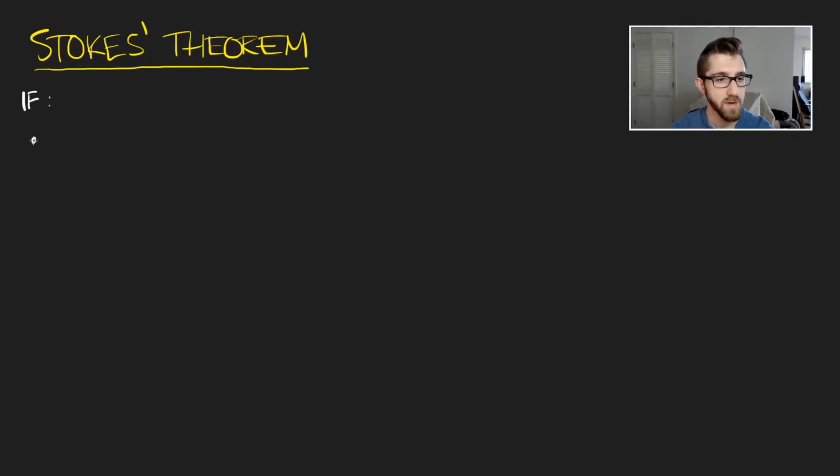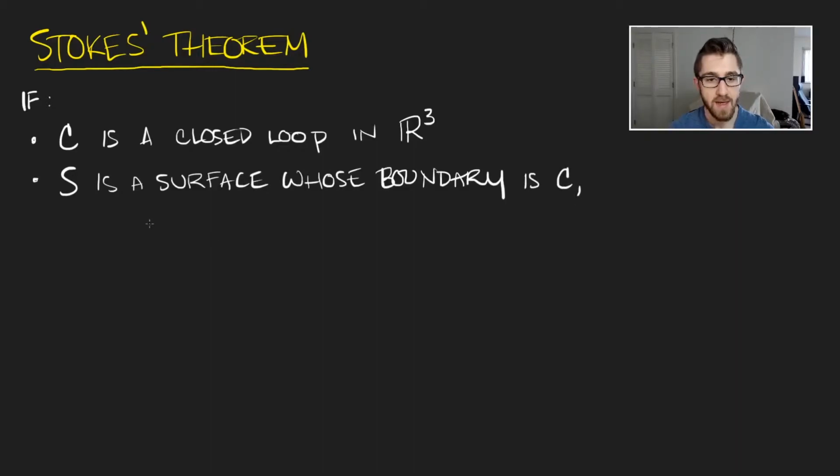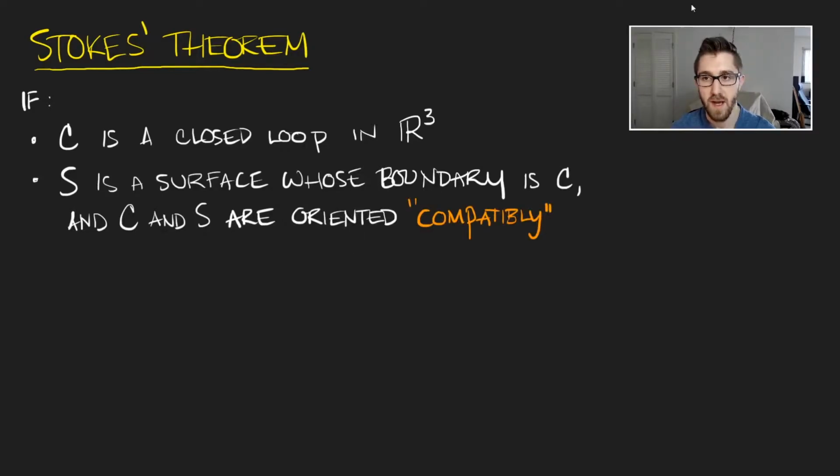If you have a curve C, and actually that curve has to be a closed loop, and everything that we're talking about here is in R3, so we have a closed loop in R3, and the second piece is a surface. It's a surface whose boundary curve is the curve C. And just like in Green's theorem, there's a piece about orientation. I'll write it like this for now. I'm going to say that the two pieces are oriented what I'm going to call compatibly. I'll tell you what that means in a second, but here's a picture.